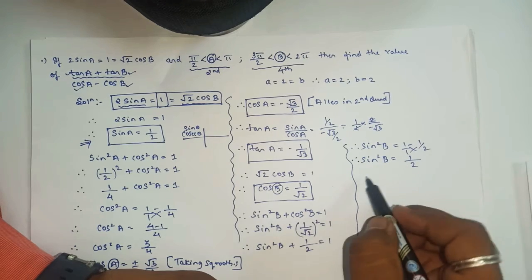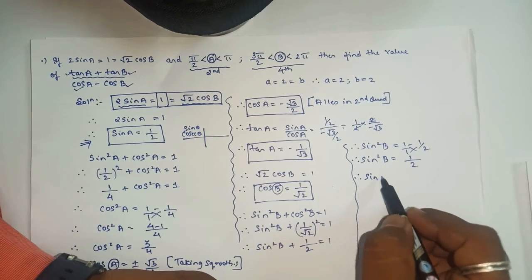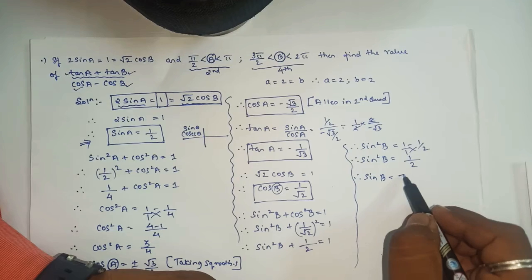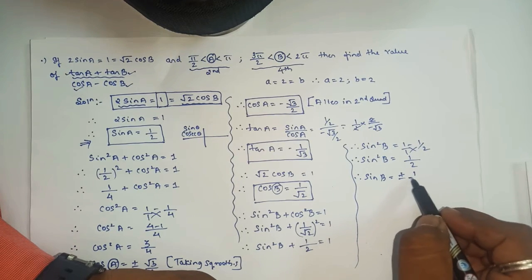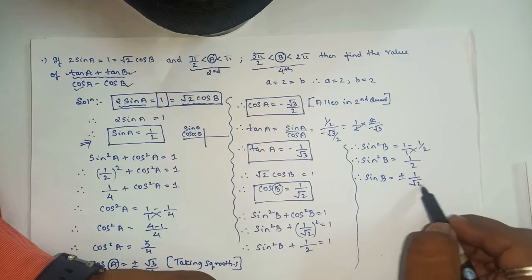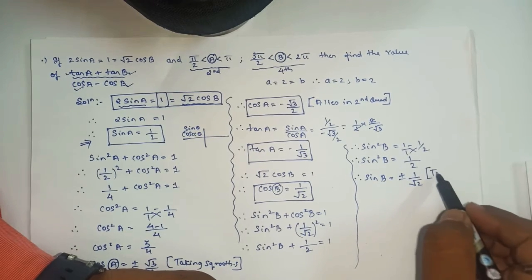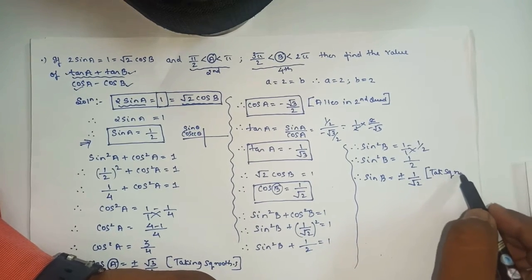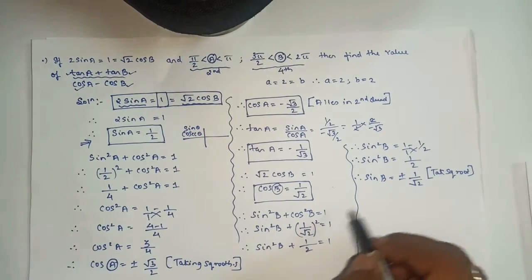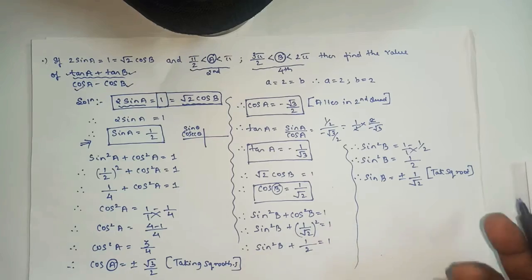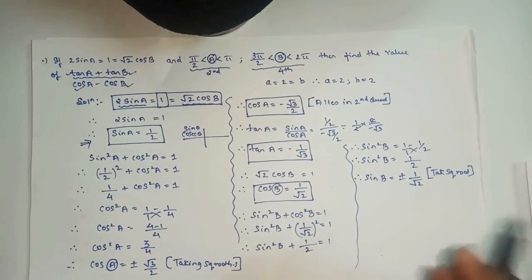So therefore sine square B is equal to, cross it, so here you will get 2 minus 1, that is 1 upon 2. Okay, so when you take the square root on both sides, here you will get two answers. One will be positive and one will be negative. The square root of 1 will be 1 and the square root of 2 will be root 2. Yes or no? Here you will write taking square root on both sides. But here also either you have to consider the positive value or the negative value.